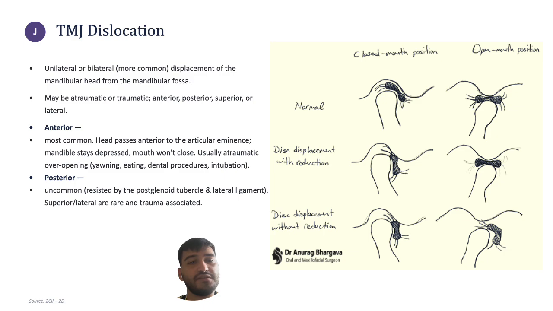Then we have the TMJ dislocation. Bilateral is somewhat more common, according to them. I don't know who's them, but my professors. And then anterior is the most common. Posterior is mainly uncommon, but anterior dislocation is the one that we deal with most in terms of dislocations. And we have here pictures of it with disc displacement with reduction and disc displacement without reduction.